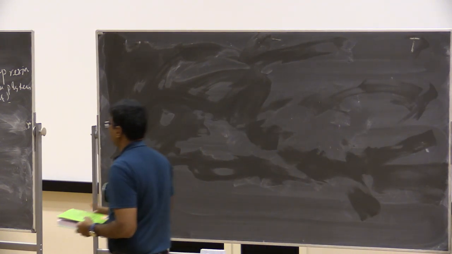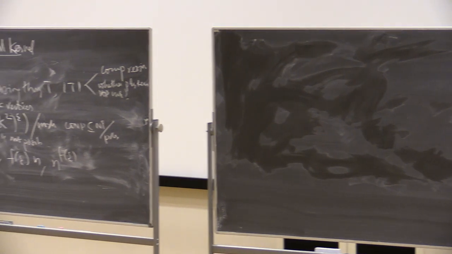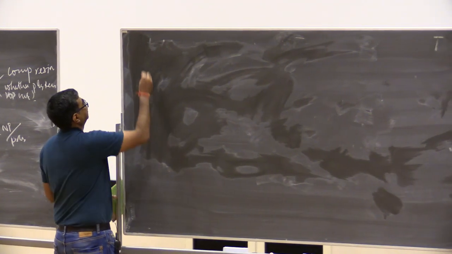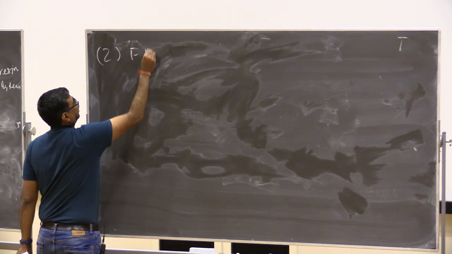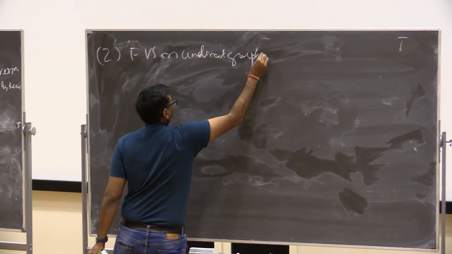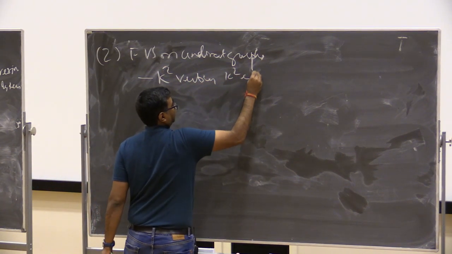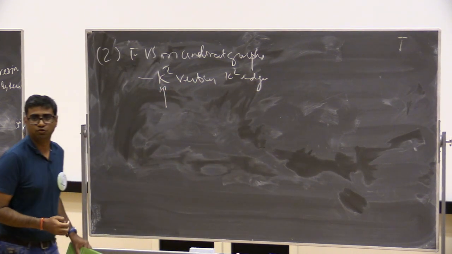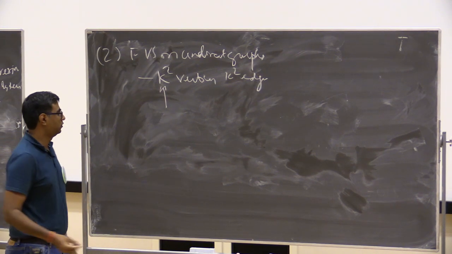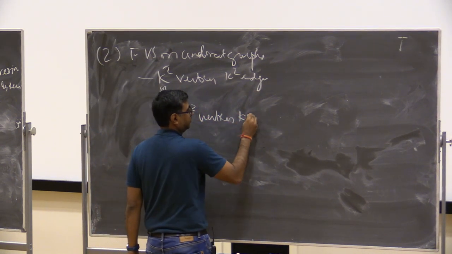So I was just telling you, these kinds of questions we can ask not only about vertex cover, but about many problems which are very basic and we do not know the answer to. For example, let's say feedback vertex set on undirected graphs. It has k squared vertices and k squared edges. Is there a way to show that we cannot get k to the power 2 minus epsilon vertices, or is it possible to get a k to the power 2 minus epsilon vertex kernel for FVS?